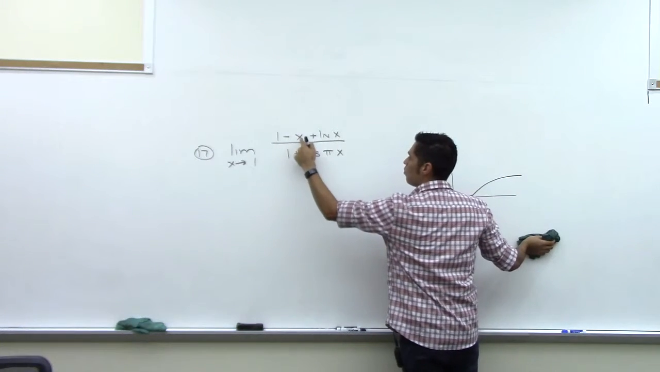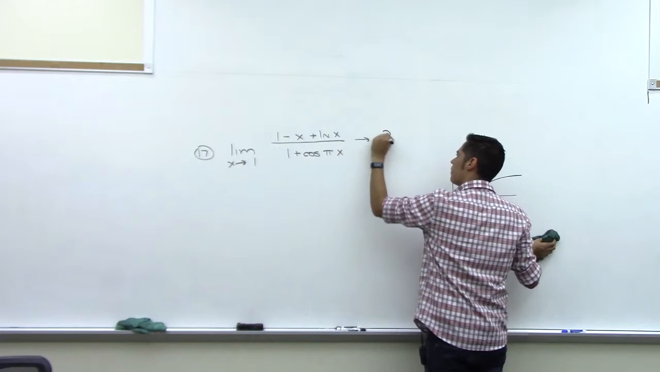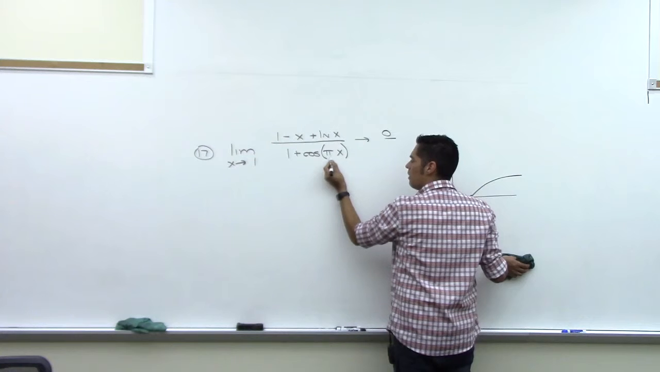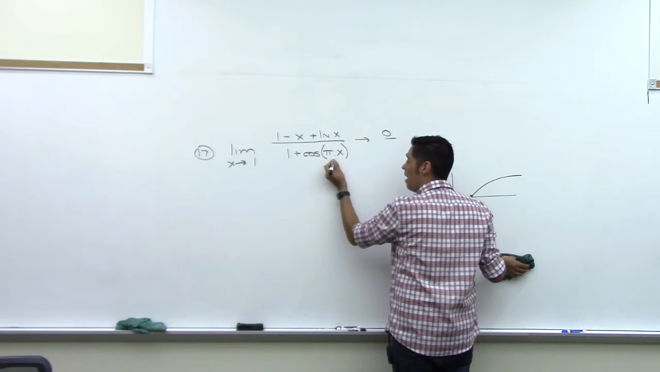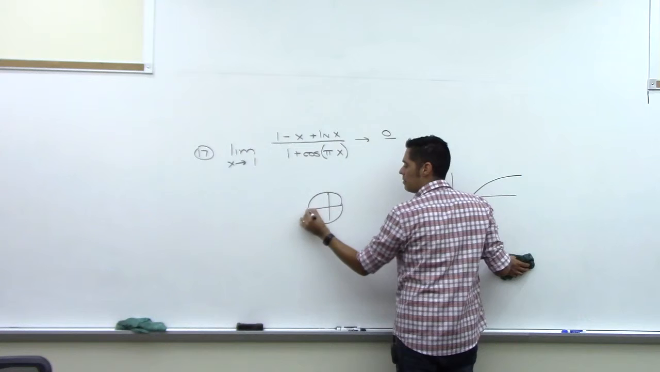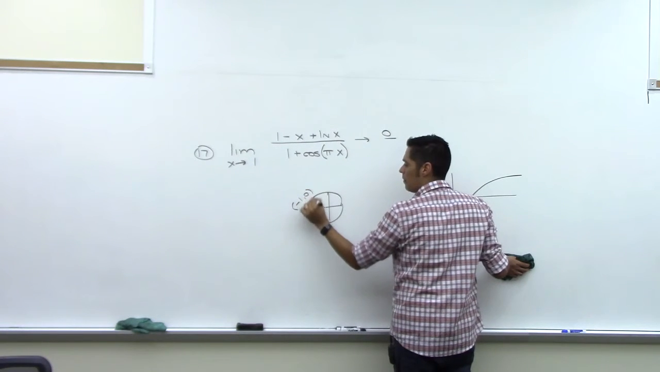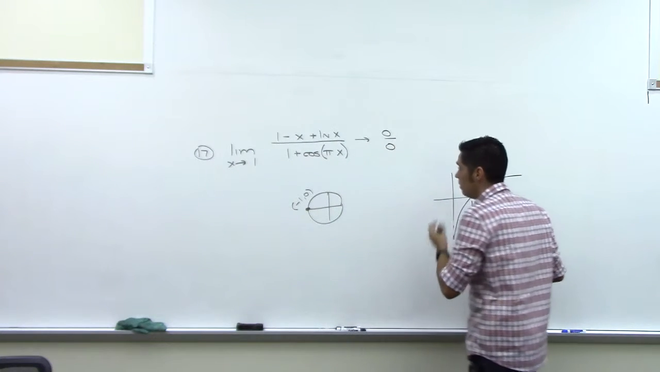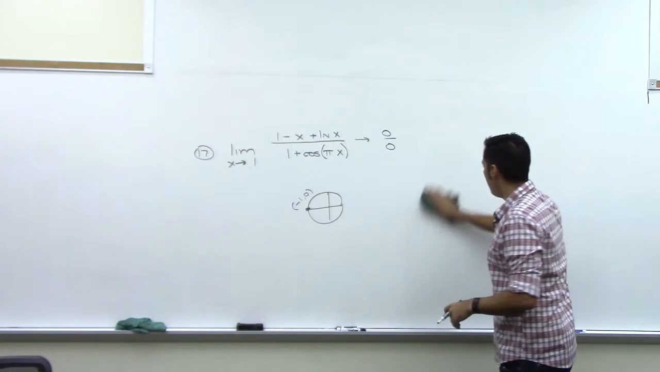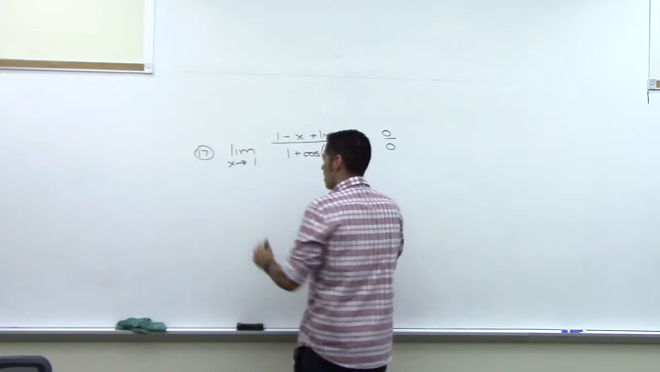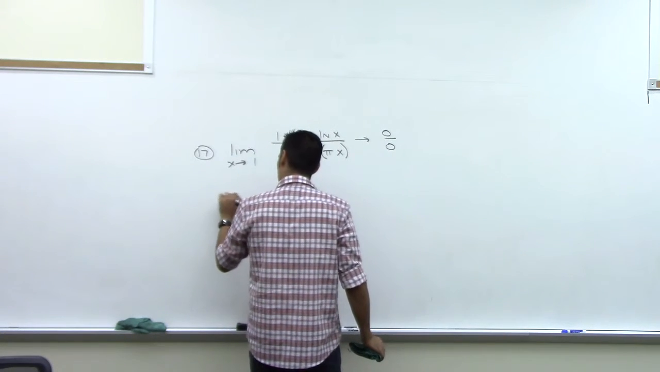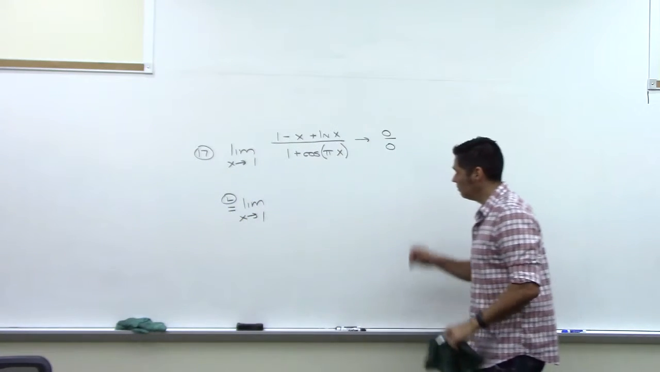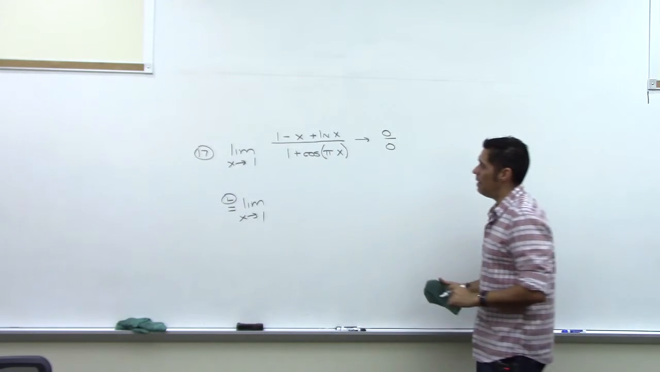So 1 minus 1 is 0 plus 0, that's 0 on top. Over, let's see, this is pi x. If I replace x with 1, this is pi. Cosine of pi, pi's over here, cosine's the x coordinate, negative 1. So 1 plus negative 1 is 0. So we get 0 over 0. L'Hopital.